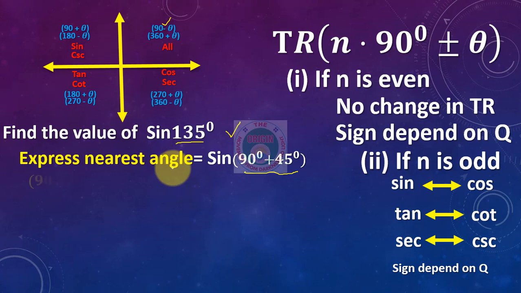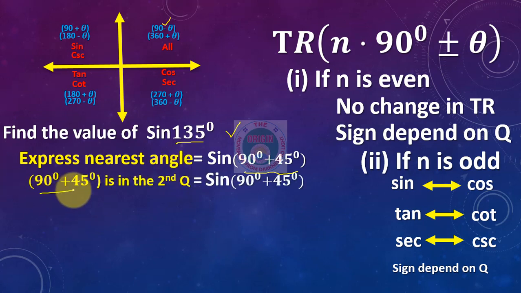Next one, 90 plus 45 degrees is in the second quadrant. What is it? 90 plus theta. In which quadrant does 90 plus theta exist? 90 plus theta is in quadrant 2. The second quadrant, that point you should remember.